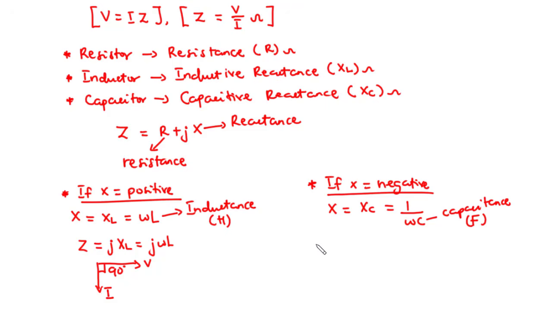Now if the circuit is purely capacitive, then the impedance of the circuit is given as negative J times XC, and that is equal to negative J times 1 over omega C. So this is the impedance of a purely capacitive circuit, and in a purely capacitive circuit, the current is said to lead the voltage by 90 degrees. Now if the circuit is not purely capacitive, then even though the current leads the voltage, it's not going to be by 90 degrees.